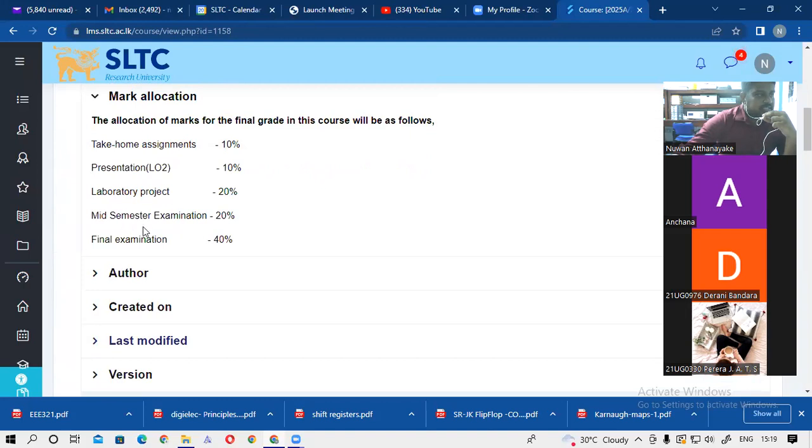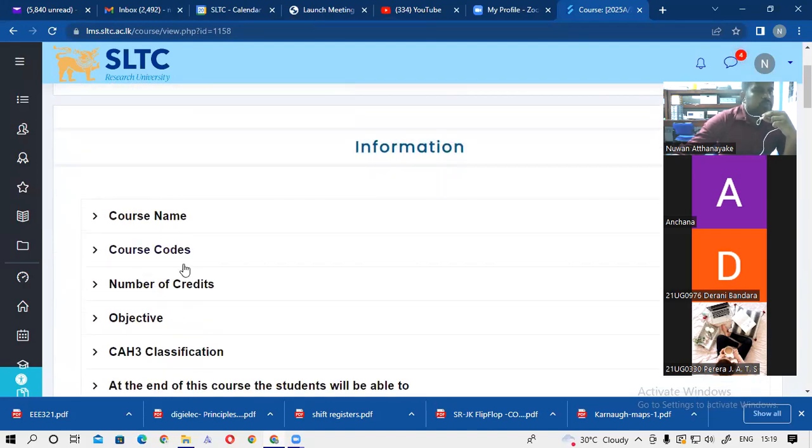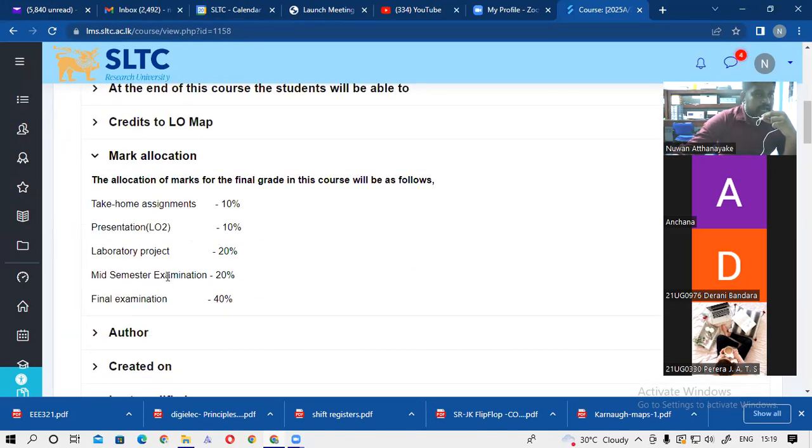And you will have a mid semester exam after we complete learning outcomes 1 and 2, which will give you around 20%. After completing all 4 LOs, we will have the final examination, which carries 40%. That is how your final marks will be finalized. You have 1 or 2 assignments for 10%, laboratory work for 20%, mid semester examination 20%, and final examination 40%.